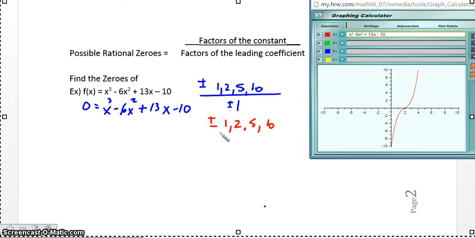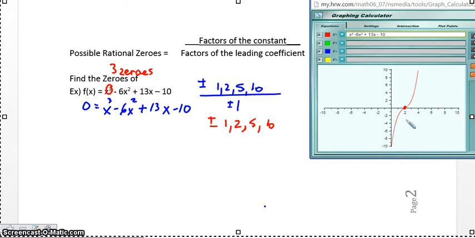So once we have our list, then we want to take a look at our graph to see which one of these, really 8 different choices, appears to be a 0 on the graph. Now I know that it's a degree 3 polynomial, so that means I should have 3 zeros. But as I'm looking at my graph, it appears that I only have 1. It looks like the graph touches right here at 2. So how do I come up with my second and third 0?